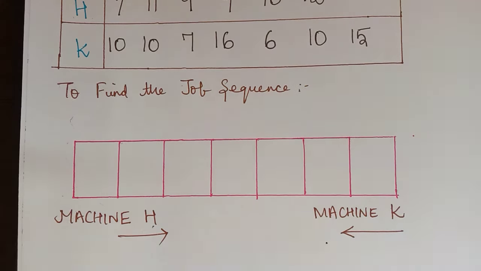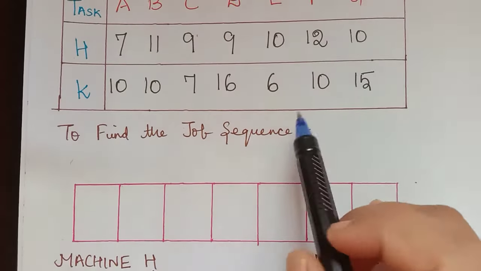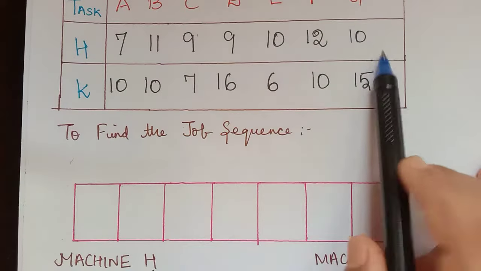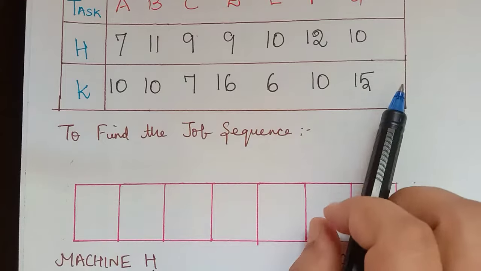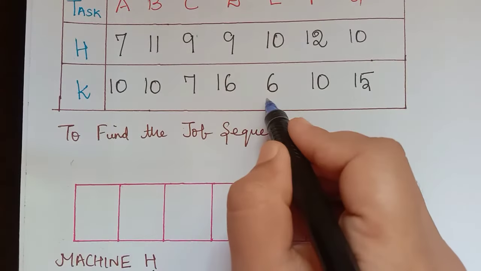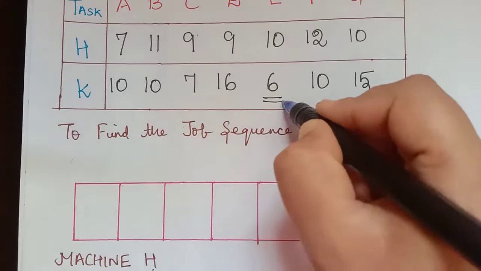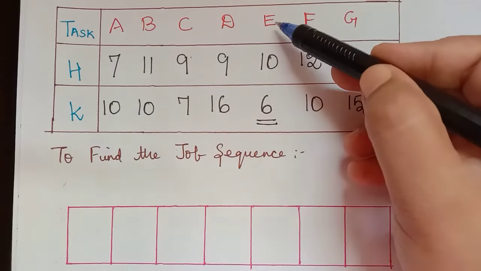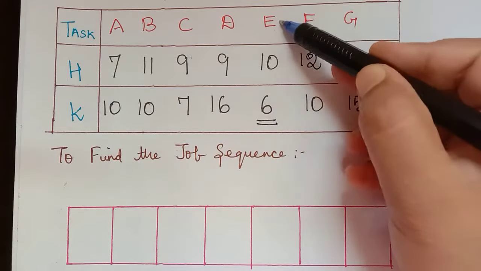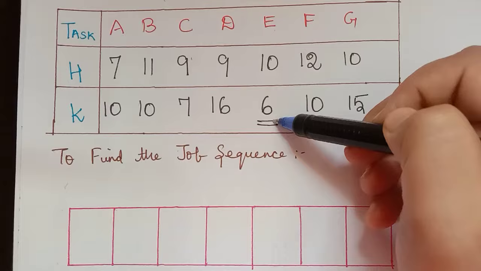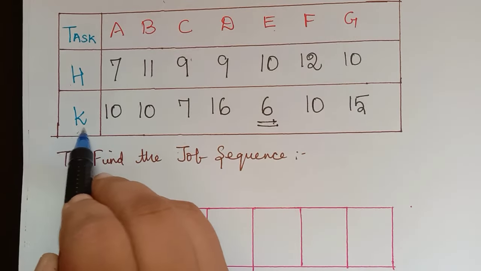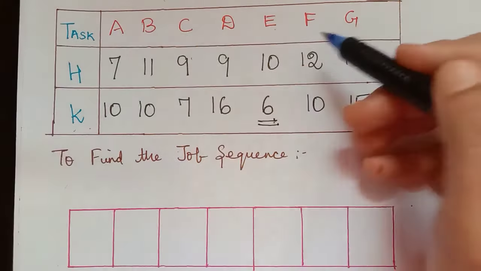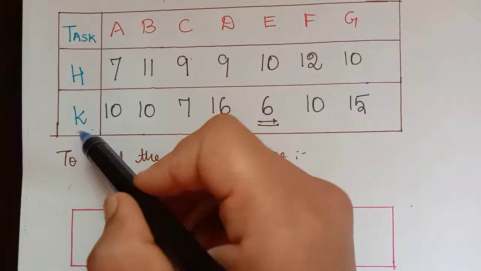So now first step is we have to look out for the minimum processing time. So out of all these values, which value is the minimum value? We see that 6 is the minimum value. And for which job we have 6? It is for job E. The processing time is 6. Across which mission it is? With respect to the mission K. So job E has to be written under K.